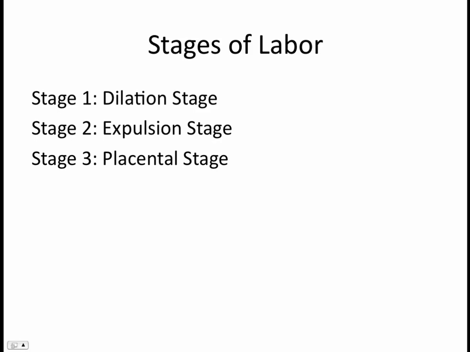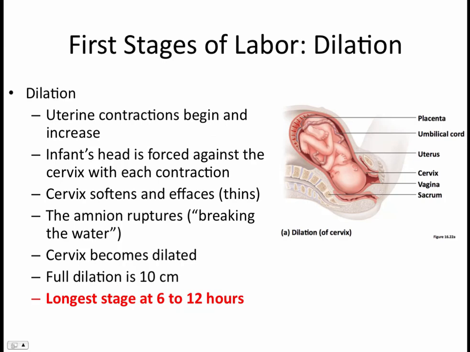There are 3 stages of labor. We have the dilation stage, expulsion, and placental stage. During dilation, this is when the uterine walls begin to contract and the contractions are increased. The infant's head is forced against the cervix, and the cervix wall itself is going to be thin and soft to allow for the passageway of the fetus.